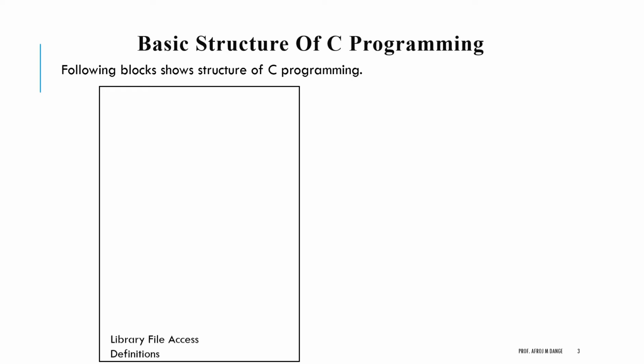In this block diagram, first of all, we see library file access, definition and declaration. The definition section defines all symbolic constants. In the declaration section, there are some variables that are used by more than one function. Such variables are called global variables and are declared in the global declaration section, that is outside of all the functions. This section also declares all the user defined functions.